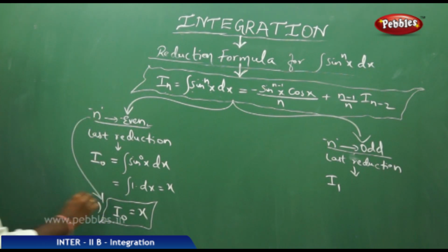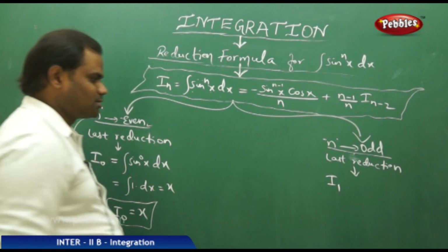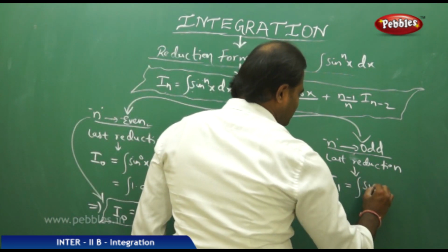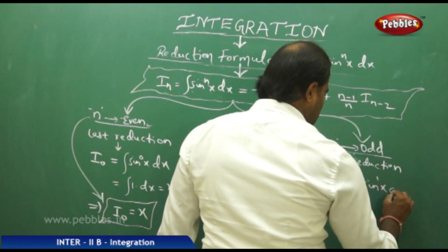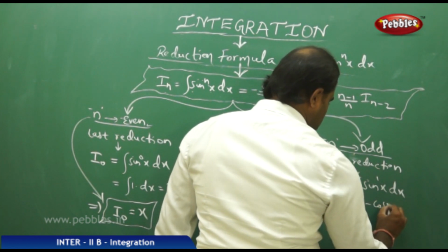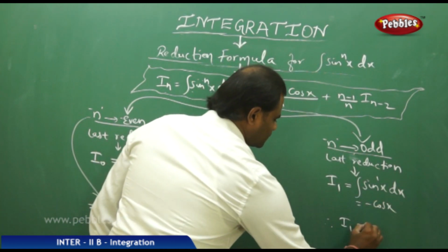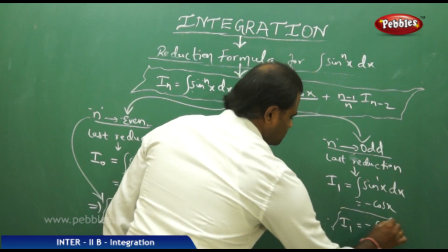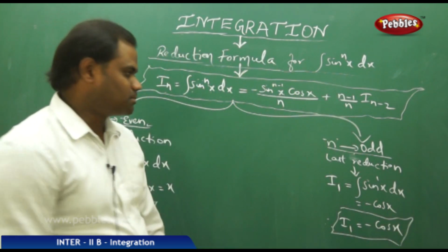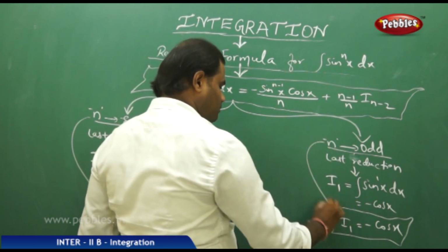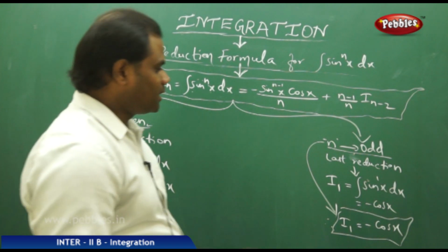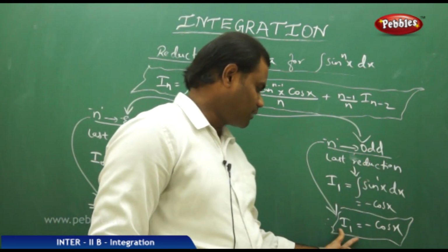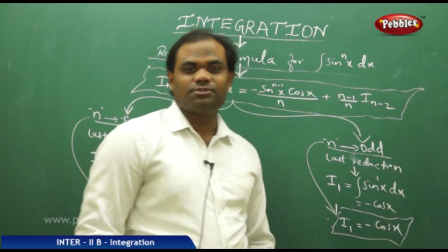When n is even, the last reduction I0 is substituted with x, and here my I1 is when n is 1, and therefore sine power 1 x dx, which is minus cos x. Therefore I1 is minus cos x, which we're going to substitute in case of n being odd. Therefore, if the value of n is even, my last reduction I0 is x, and if n is odd, then my last reduction, which is I1, is minus cos x, as we substitute here.